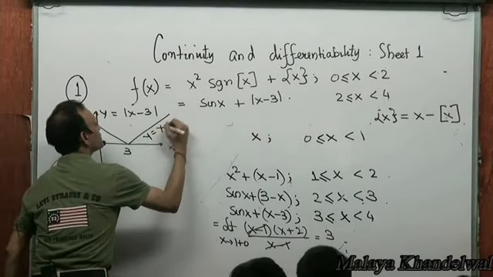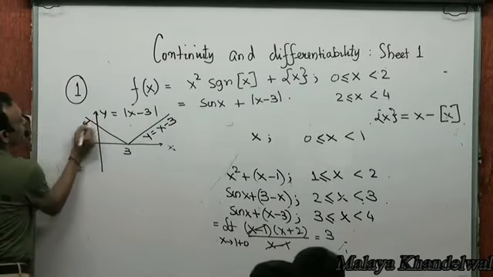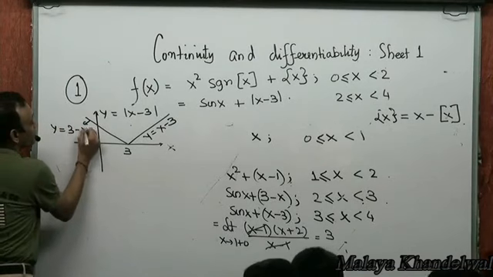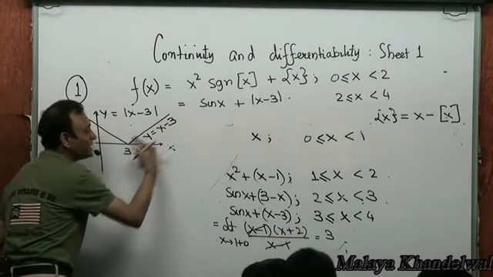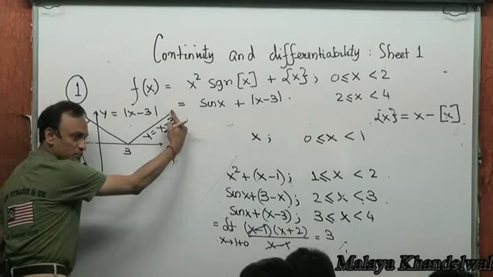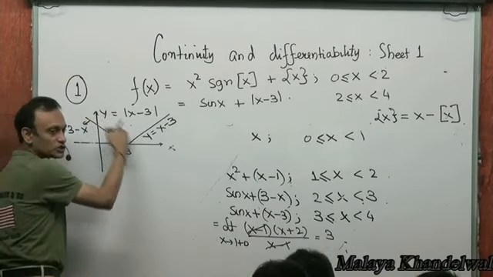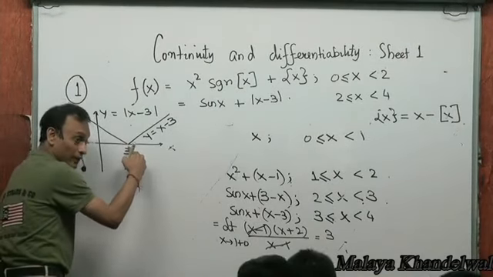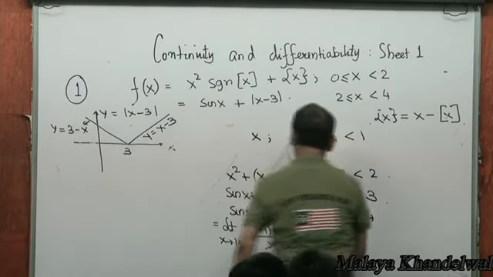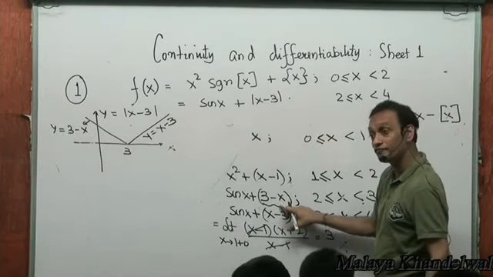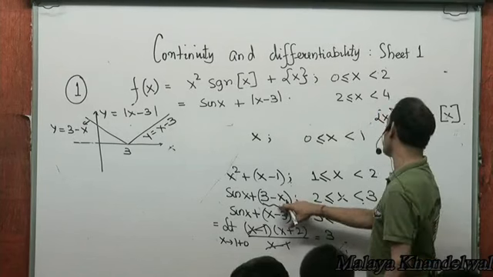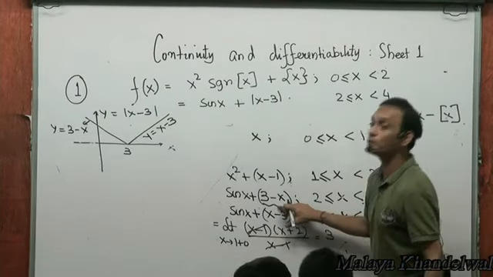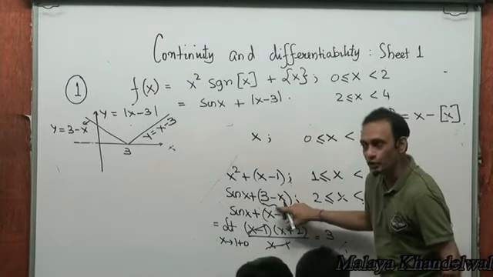y equal to x minus 3 to the right of 3, y equal to 3 minus x to the left of 3. The right hand derivative would be the slope of this line, which is plus 1. The left hand derivative would be the slope of this line, which is minus 1. Therefore, this fellow would be entitled to cause loss of differentiability at 3, but will not participate in loss of continuity at x equal to 3.